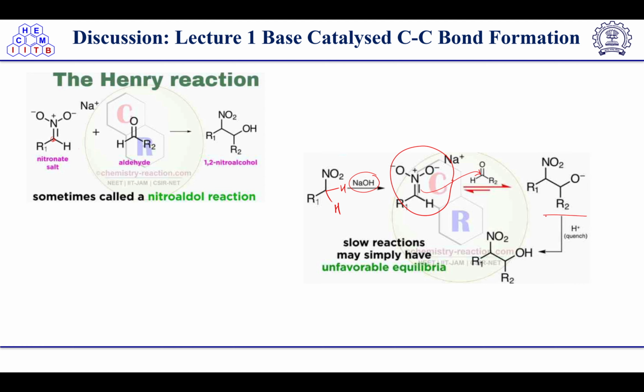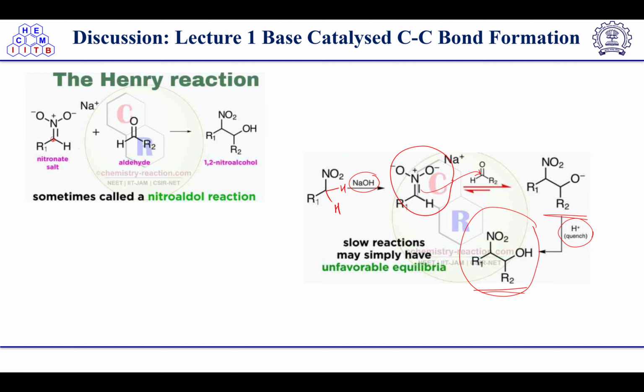And we will get this as an intermediate. Now this O negative will take up the proton by quenching the reaction and it will give you a hydroxynitro compound, or we can call it nitro alcohols, 1,2 nitro alcohols. These types of reactions are slow and have unfavorable equilibria. That's why these types of reactions are very rare, but the product is this one only.